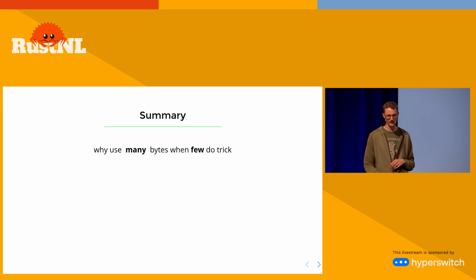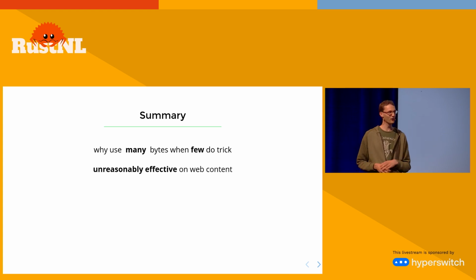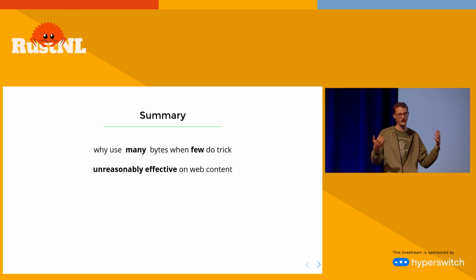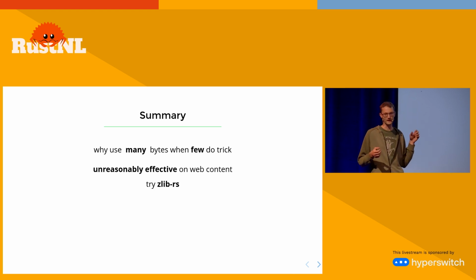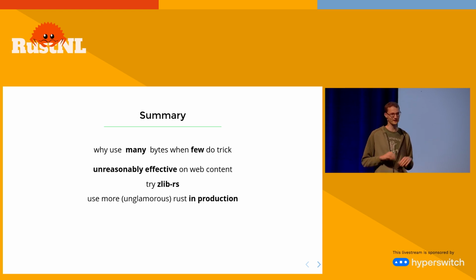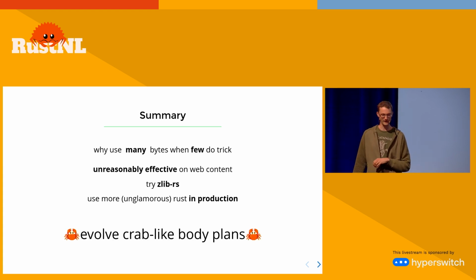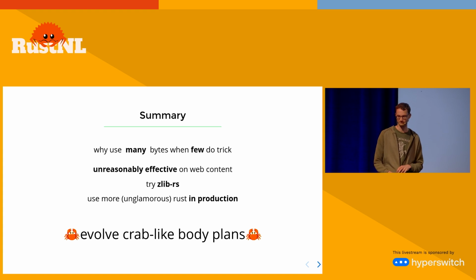All right, so in summary, why use many bytes when few do trick? Compression is very neat and very useful and used everywhere. In particular, on the web, it is unreasonably effective due to the type of content that we send. If you are already using zlib or flate2, please try out zlib-rs. Let us know how it went, right? Please use more unglamorous Rust in production. It doesn't need to be worthy of a blog post, like just actually use Rustls instead of OpenSSL. And finally, keep evolving crab-like body plans. Thanks.